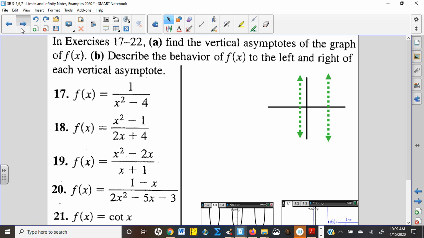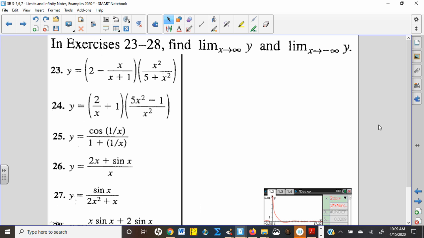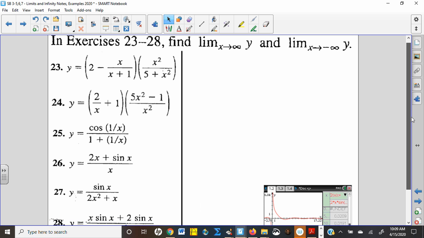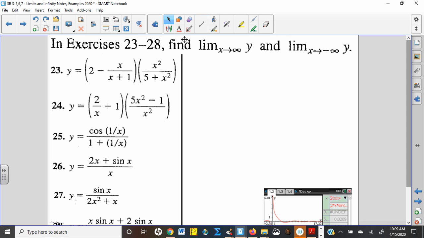So the last set was 23 through 28, and we're doing end behavior again. Notice that we're doing end behavior. We're approaching positive or negative infinities.